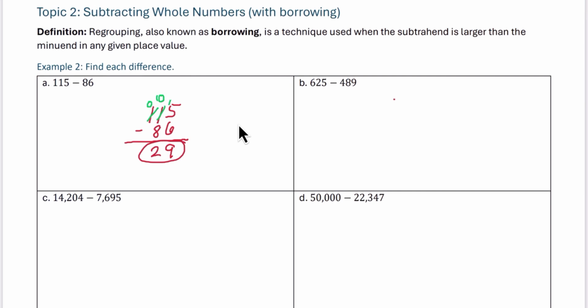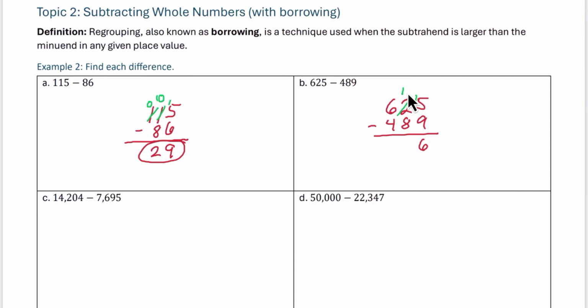In the next example, we'll start with 625 minus 489. On the right, 5 minus 9. We can't do that, so we borrow from the 2. The 2 becomes a 1, and we'll put that 1 beside the 5, making it 15. We now have 15 minus 9, which is 6.